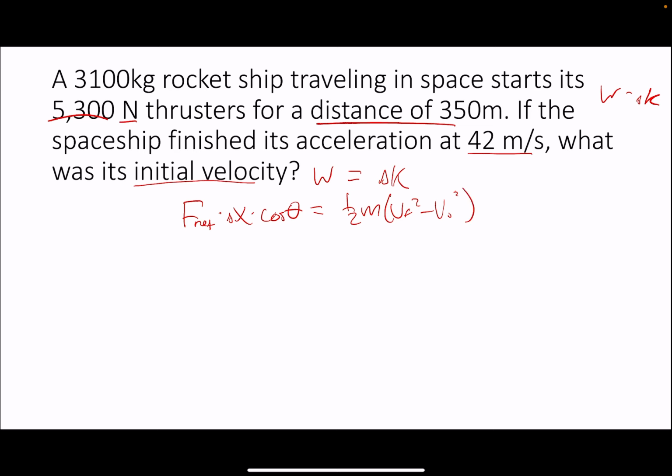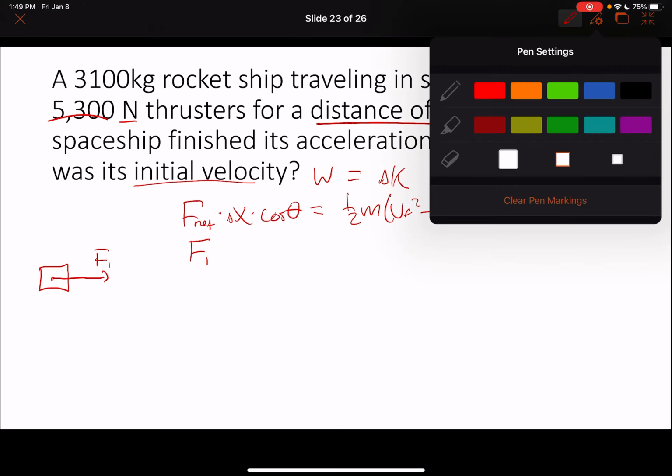Okay, well, what's the net force? To get that, let's do a free body diagram. Rocket ship traveling in space. There is no gravity. There's no normal. There's no surface or anything. It seems like the only force are the thrusters. And so that is my net force. My net force is the thruster force, which is, let's just go ahead and plug it in right now.